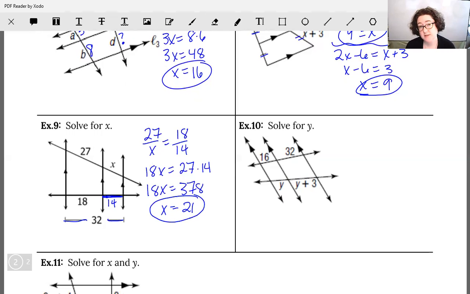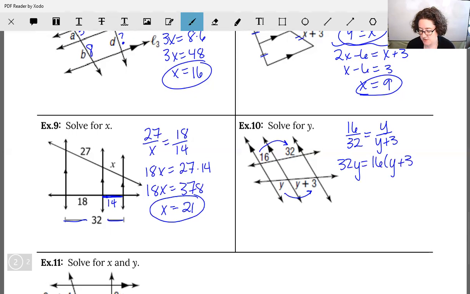Okay, example 10 is definitely another proportion problem, just like number 9, except they gave us all the information already labeled. And so I'm just going to start writing ratios. And as long as I'm in the same order, so I started left to right and then left to right, I'm going to cross multiply. So 32 times y is equal to 16 times y plus 3. So as long as you are multiplying the same things, then you have a correct proportion.